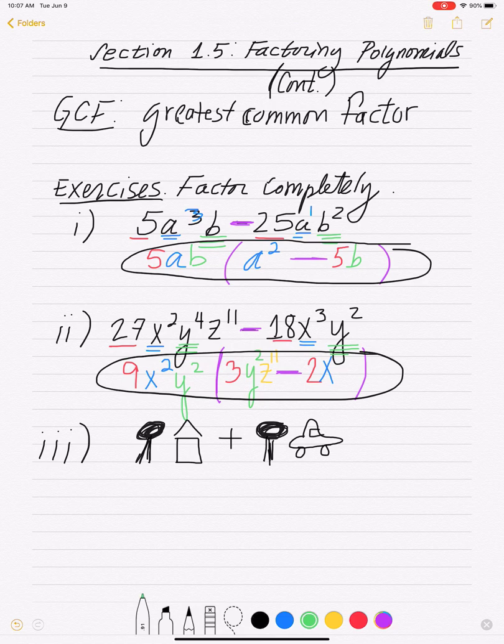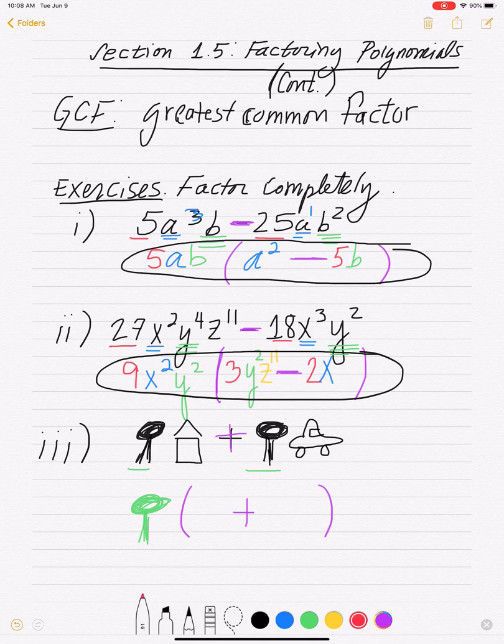Well, what do we have in common here? Notice there's a tree in common. So we're going to pull a tree out front. Then we're going to make a purple pair of parentheses, and notice that the operation in between those two terms is a plus. We have to figure out, okay, what goes in the first blank before the plus sign?